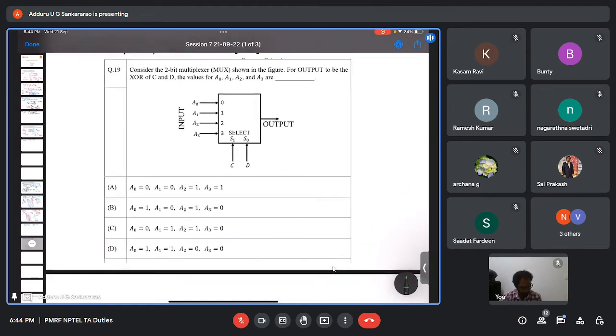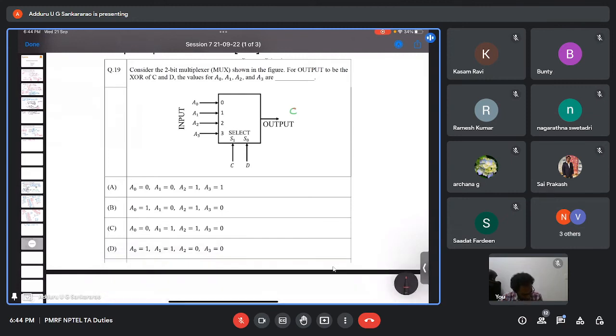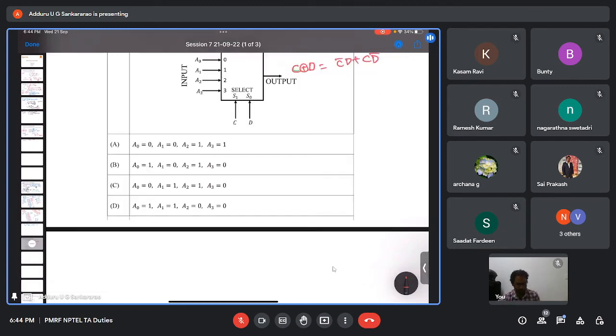So we have to get the output as XOR of C and D. C XOR D is C bar D plus C D bar. Then what should be the values for A0, A1, A2 and A3? Okay, fine. Let us see how to solve this.